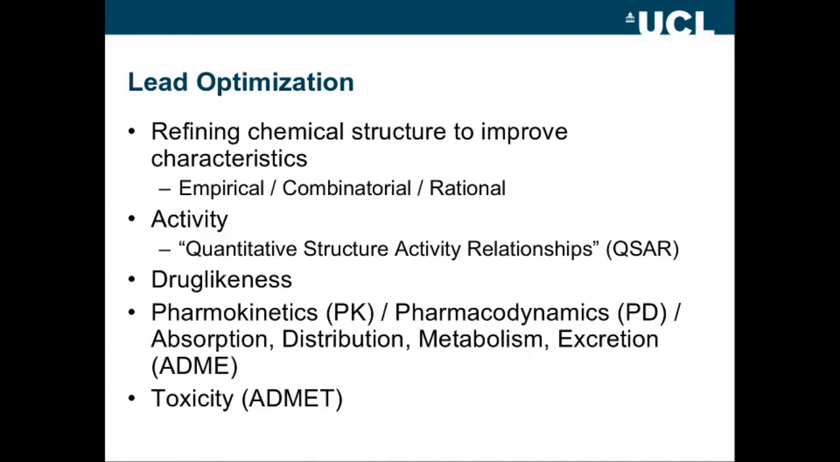This task of lead optimization then is one of refining the chemical structure in order to improve its characteristics. And this can be empirical, so we can do this by experiment as well as by computational methods, and of course even once you've used computational methods you're going to have to do actual experiments. It can also be combinatorial, so this is producing big libraries of slightly different compounds. And of course rational, this is the empirical tests that are based on our rational drug design.